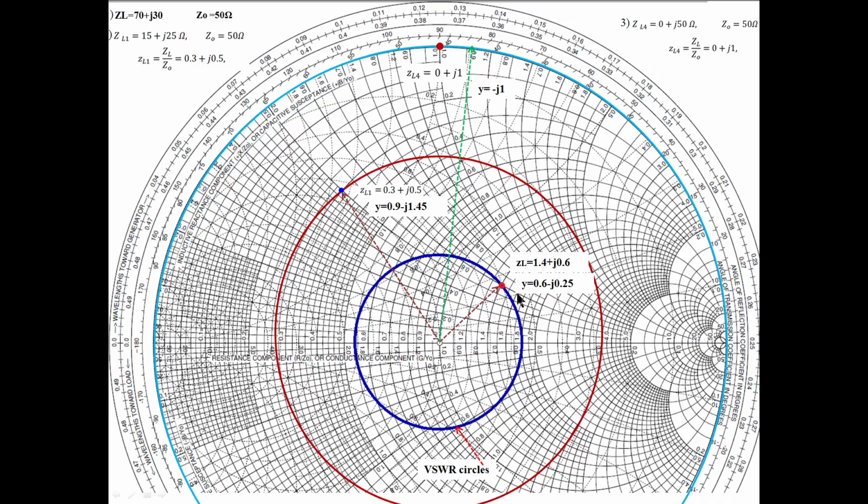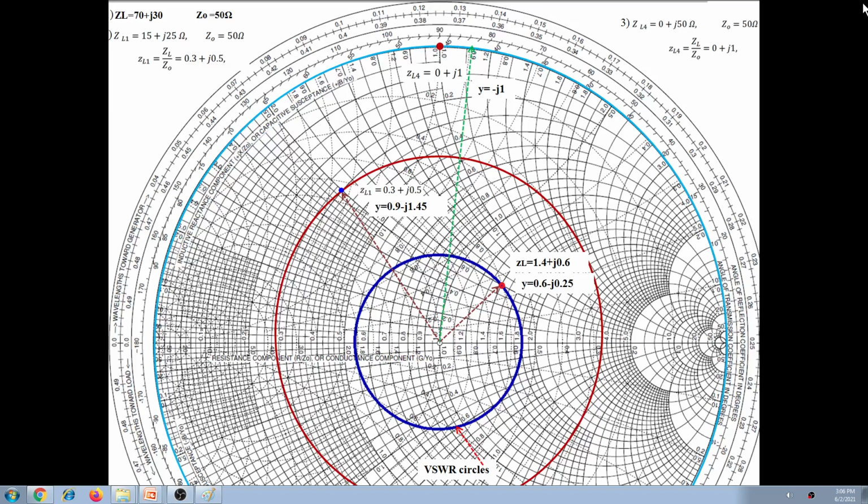We studied this same example in the morning class. Now we will see one more example. Load ZL is equal to 15 plus j25. This load is given as 15 plus j25. It is not a normalized load. To mark it on the Smith chart, we should normalize it. If you normalize this, you will get 0.3 plus j0.5.